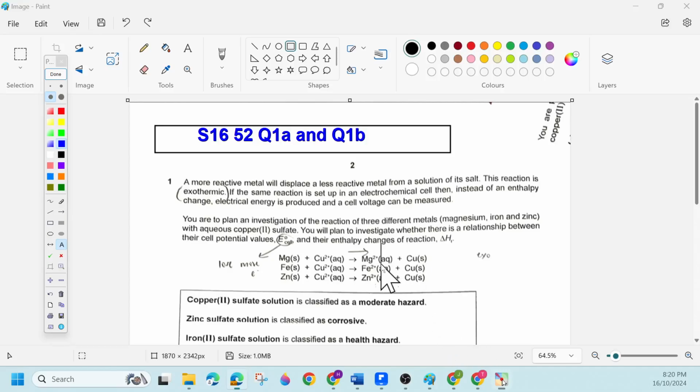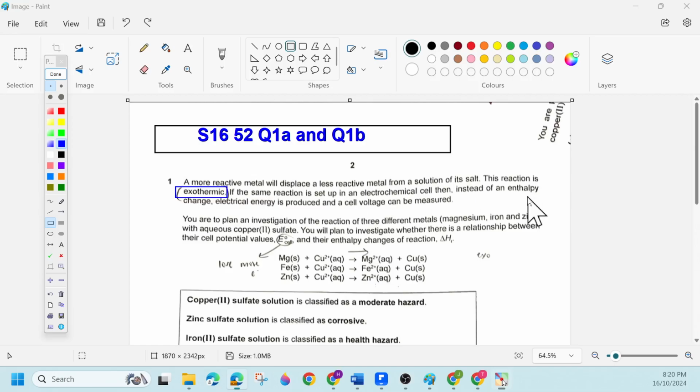All right. Today, let us answer paper 5 questions, summer 2016 5-2, question 1a, question 1b. So again, let us analyze. A more reactive metal will displace a less reactive metal from a solution, and the reaction is exothermic, keyword right there. Now, if the same reaction is placed in an electrochemical cell, then the cell voltage can be measured.